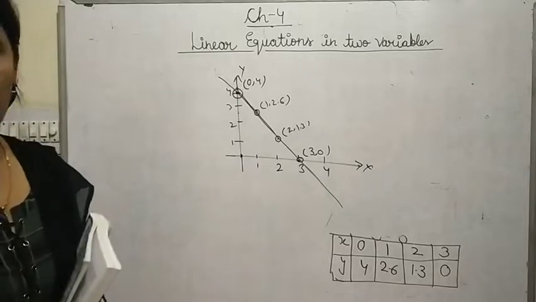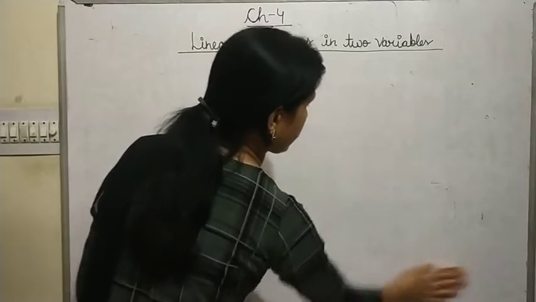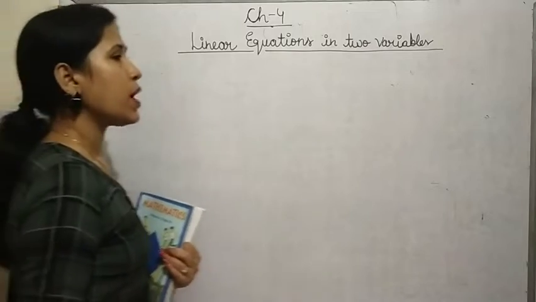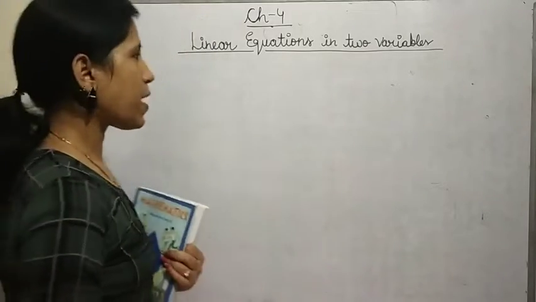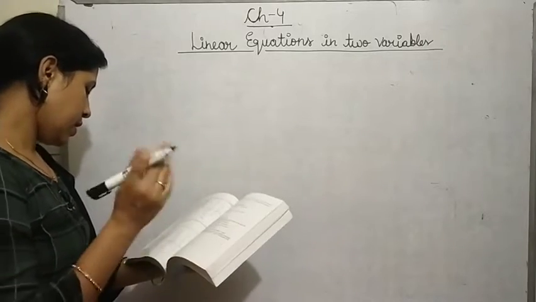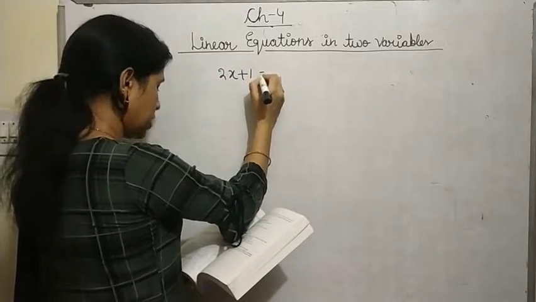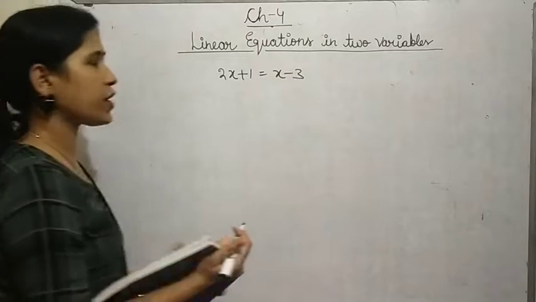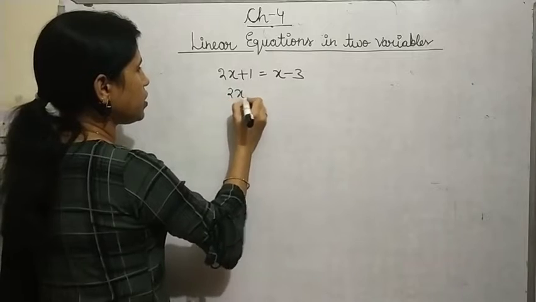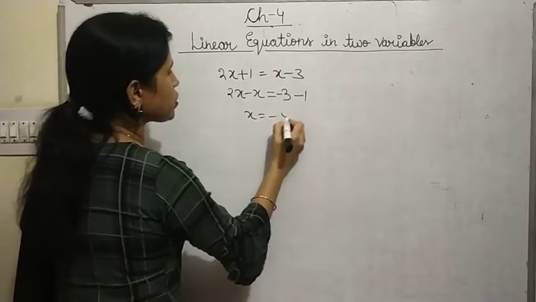Correct? So like this only, in your exercise 4.1, 4.2 you are going to find the solution, then you are going to look at it on the graph paper. In the last exercise 4.4, if you observe, examples are given there and they are talking about parallel lines. What does parallel line mean? Suppose I take an example here. Suppose they have given us 2x plus 1 is equals to x minus 3. So first we need to find the value of x. So what will it be? 2x, x we will transfer here, 2x minus x, and minus 3 and minus 1. So what came? X is equals to minus 4.